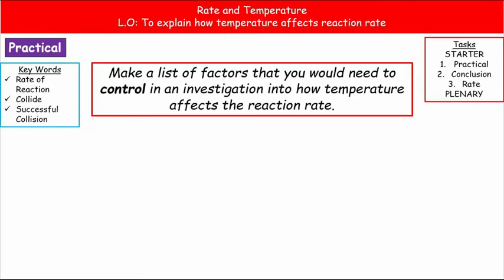Before we move on from the experiment itself, what I'd like you to do is, in your books, make a list of factors that you would need to control, so keep the same, in an investigation into how temperature affects the rate. So I'm literally going to give you about a minute and a half, any factors that we'd need to control when we're investigating temperature and rate.